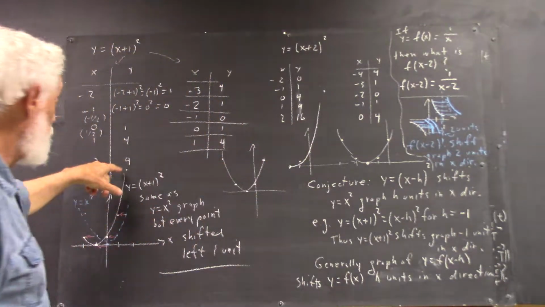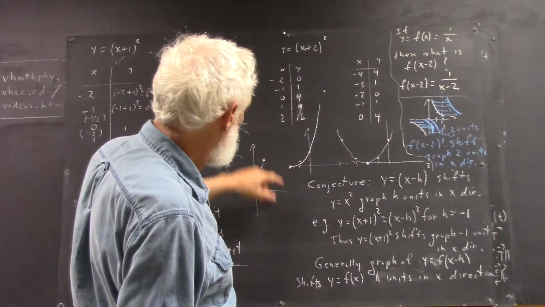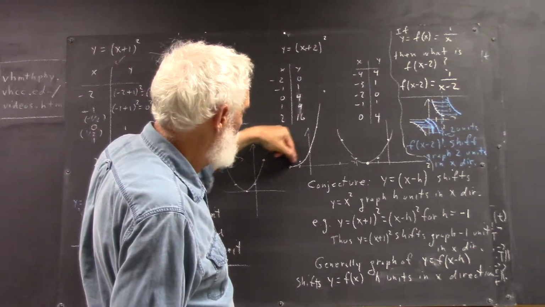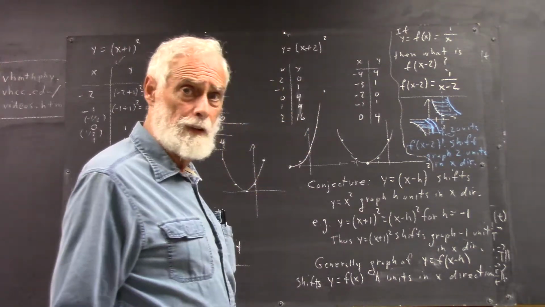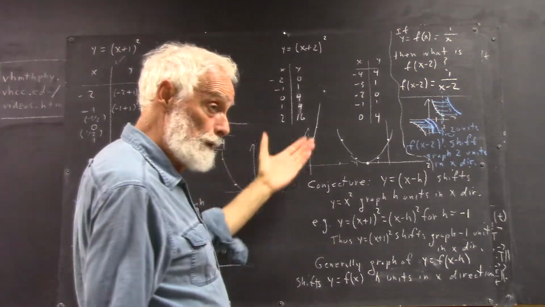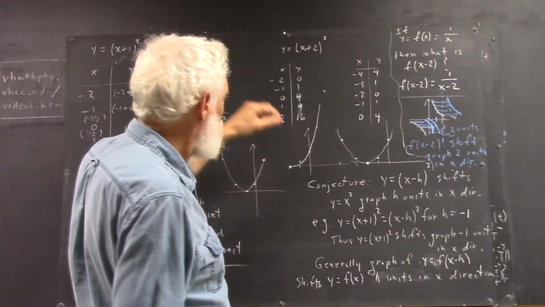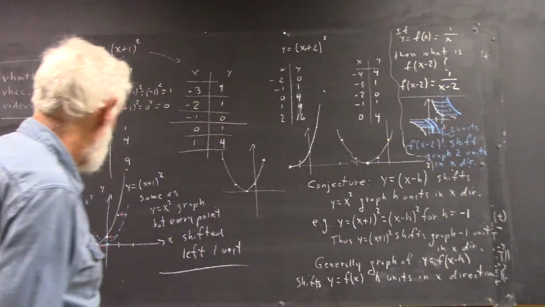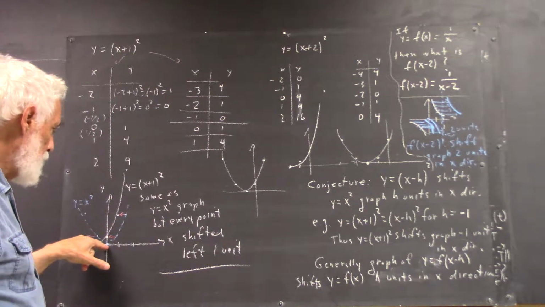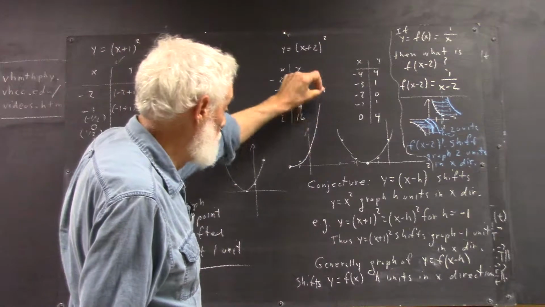Now 9 we got over here, 16's new. Well, what happened? If we plot this, we get a graph that looks like this. Now we kind of expect that that's maybe half of a parabola, and it is, but let's verify it. So what it looks like is, if we take the y equals x squared graph and move it 2 units to the left, this is what we get.